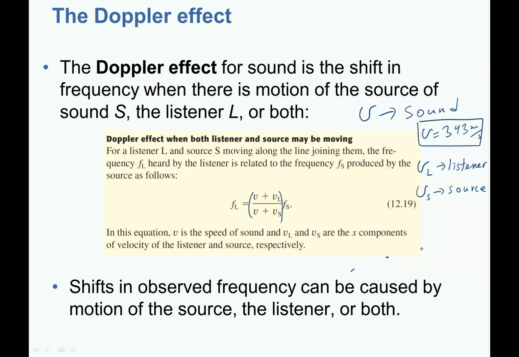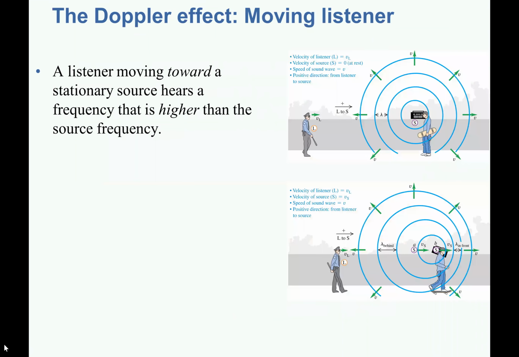All right, so here's kind of what's going on. For example, you have a listener and you have a source. The source generates wavelengths as the sound is propagating. You have the sound waves moving, and you can see those are the crests. One of the things we have is that a listener moving toward a stationary source hears a frequency that is higher than the source frequency.